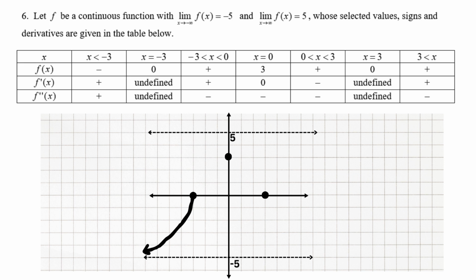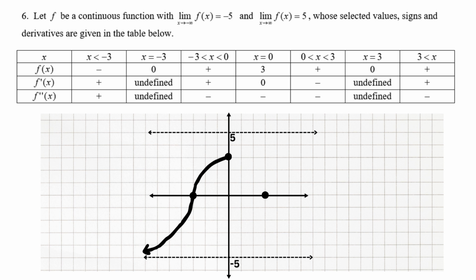For the next part, let's look at x equal negative 3. We have the 0 there, and it tells us f prime is undefined and f double prime is undefined. Well, that means that I cannot have a derivative at that point. So we can see from negative 3 to 0, f of x is positive, so that means I'm going to be above the x-axis. F prime is positive, so that means I'm going to be an increasing function. And now f double prime is negative, so I'm going to be concave down. So when I put that piece of the graph in there, we can see we're going to have a vertical tangent at negative 3, which would satisfy what's happening at the point x equal negative 3.